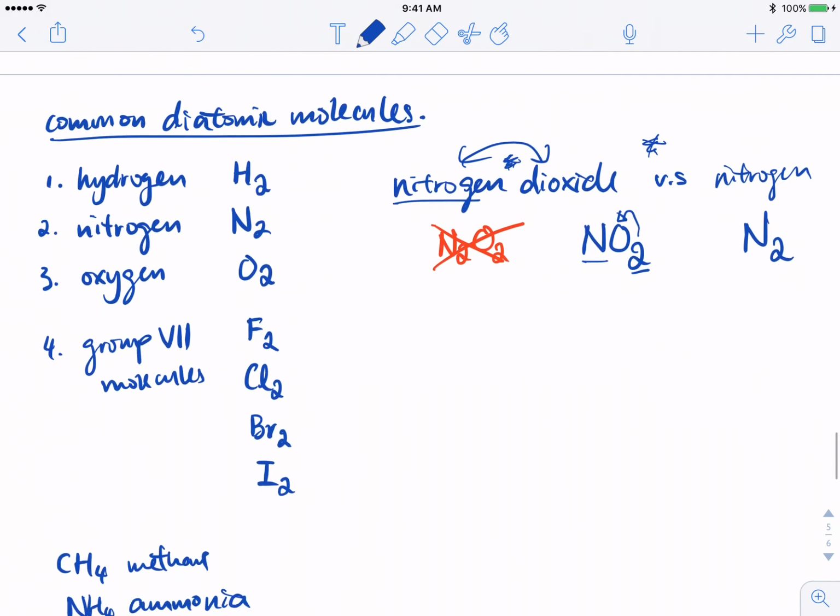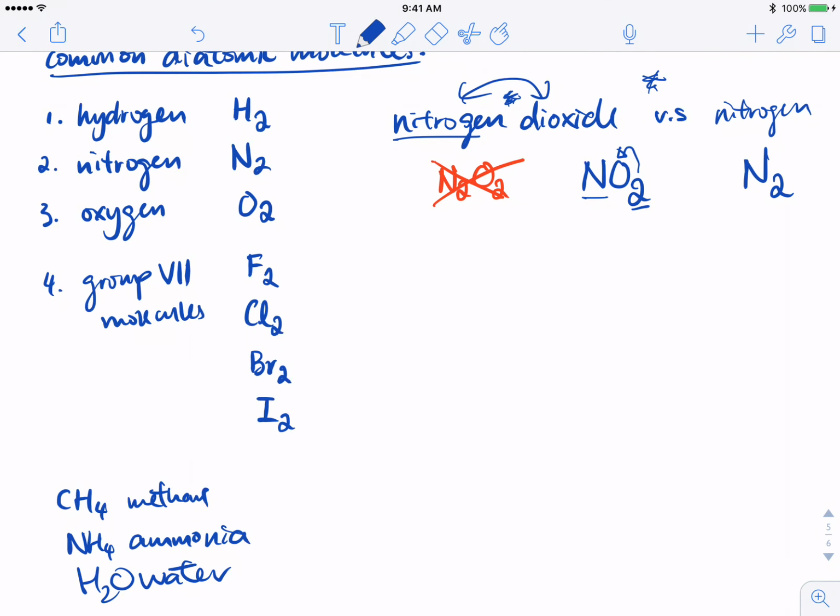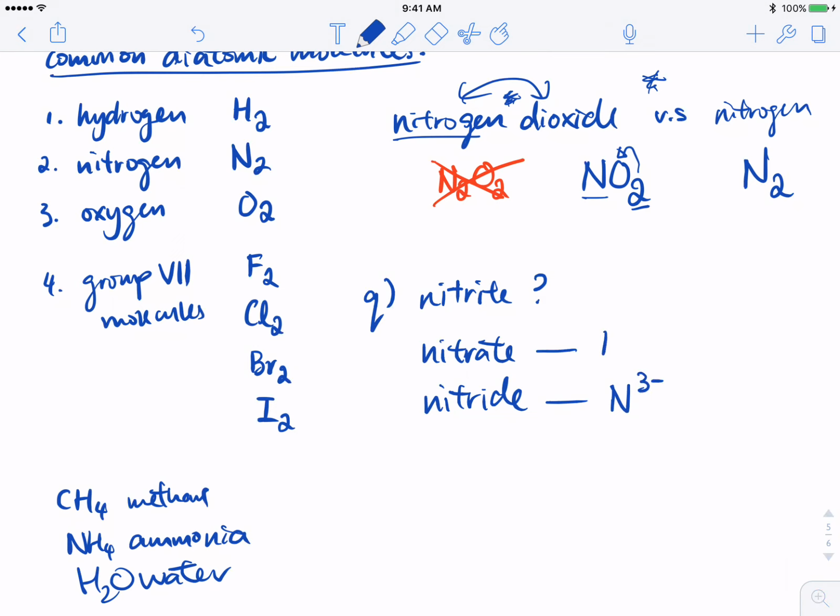Yes, so that's all. I forgot to say something that will help you in question Q of your worksheet. So can you take a look at your worksheet that's just been given out? Question Q. We've learned about the nitrate and nitrite ions. Can you tell me what the formulas of these two are? This is NO3 minus for nitrate.